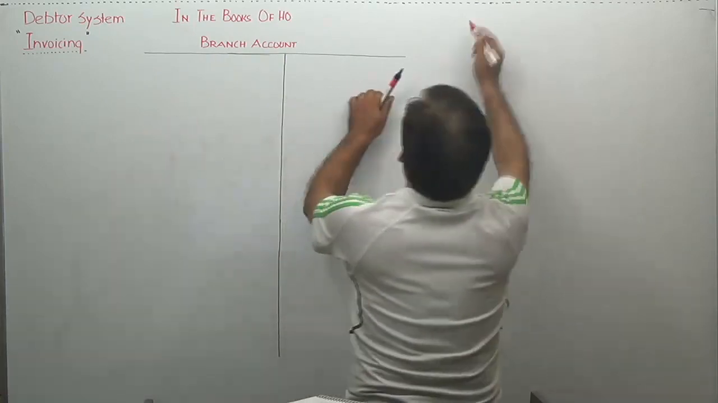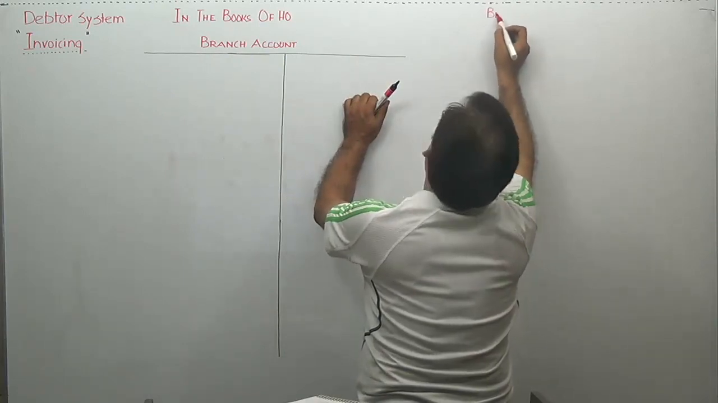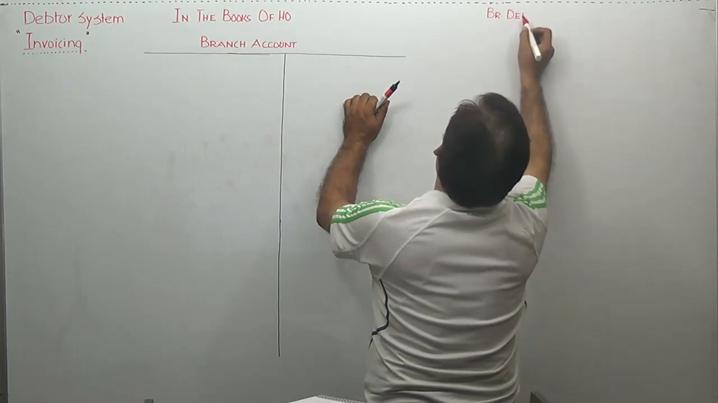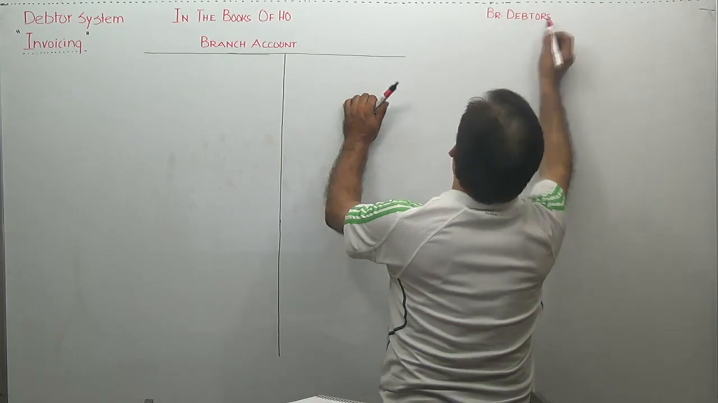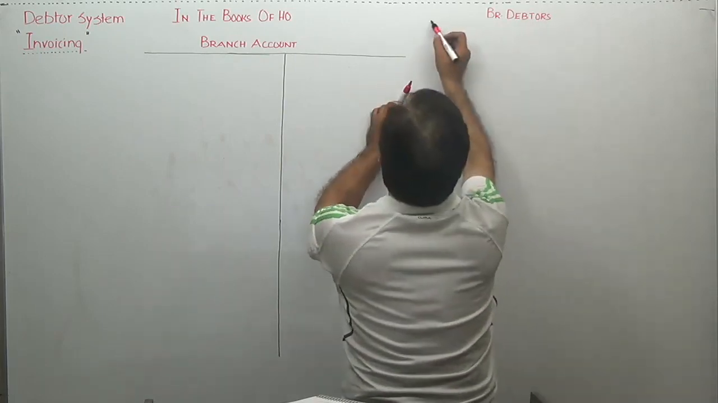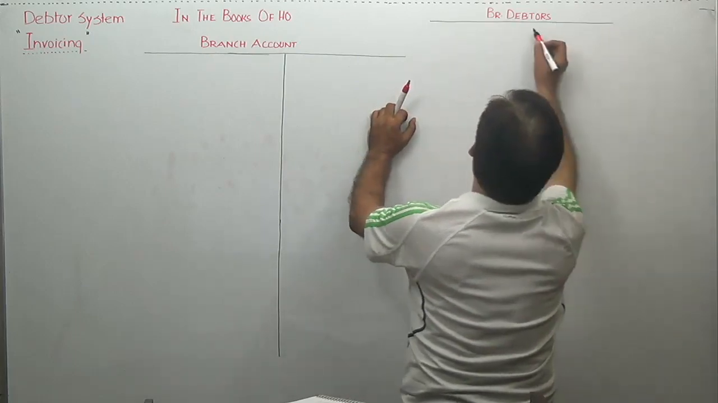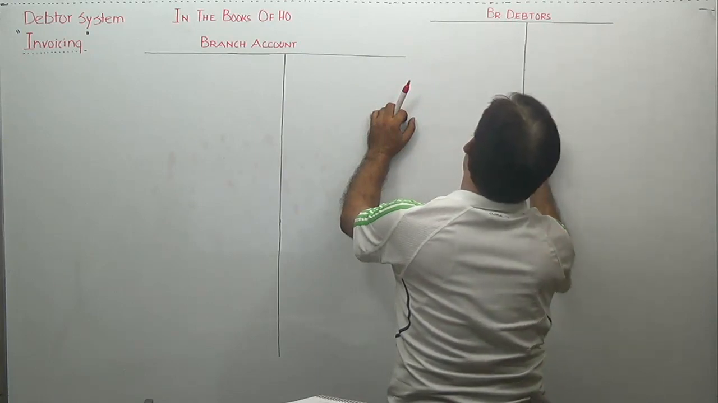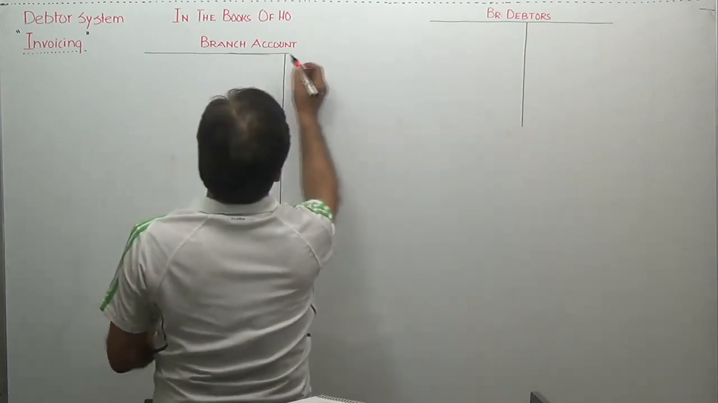Now, we will also prepare the branch debtors account along with it. These two accounts are generally prepared under what we call the debtors system. First of all, I am doing this question from a normal perspective, as if this question is not of the invoicing category, correct? Then I will explain the contours.